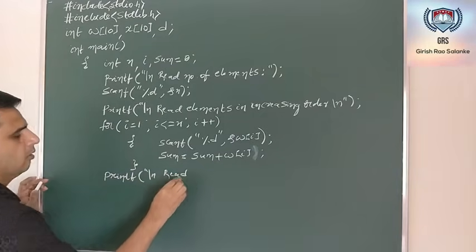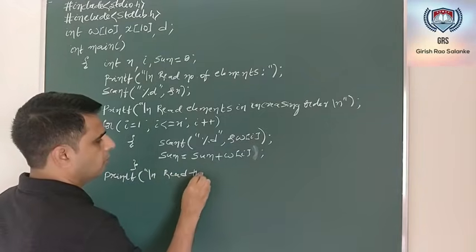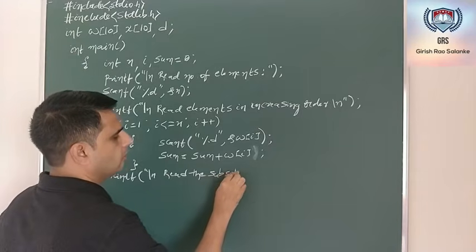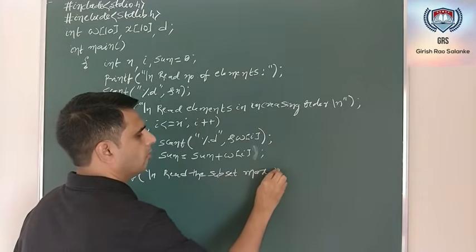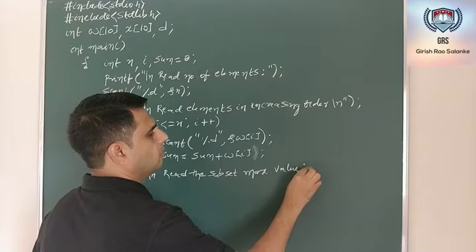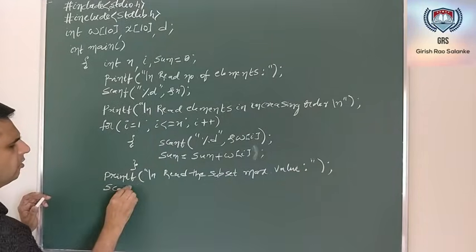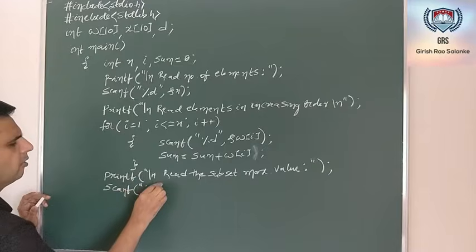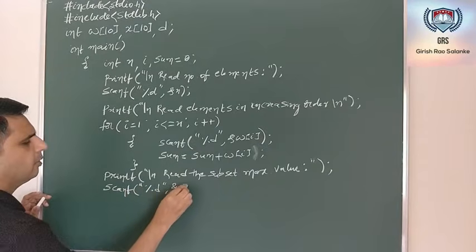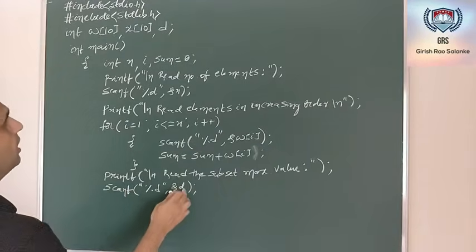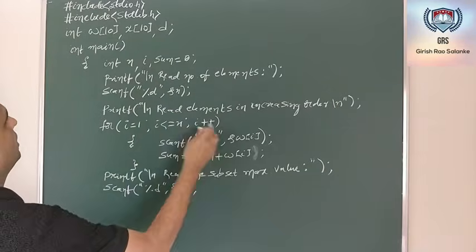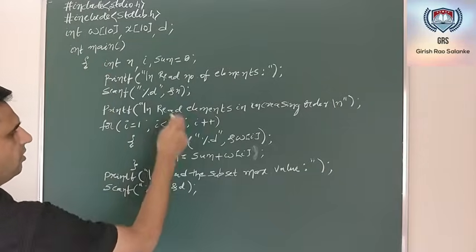One more input I need to read is the subset max value, which is nothing but my d. Scanf percentage d ampersand of d. d is declared, yes, w is declared, yes, sum is also declared.